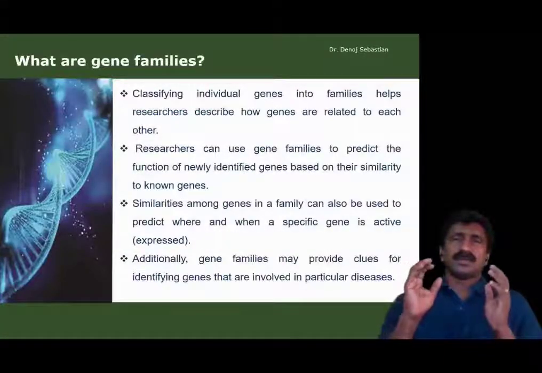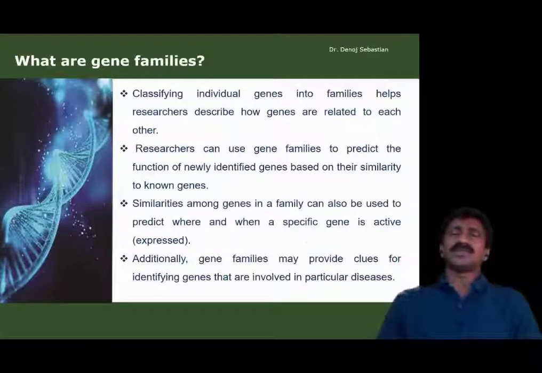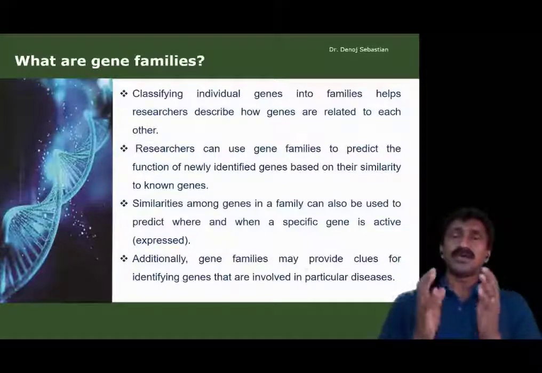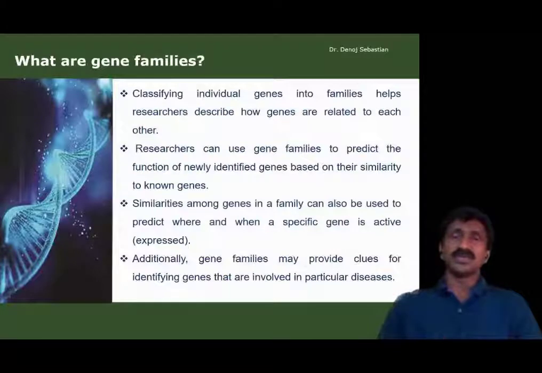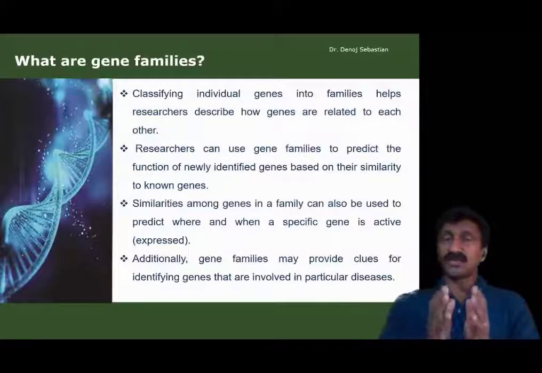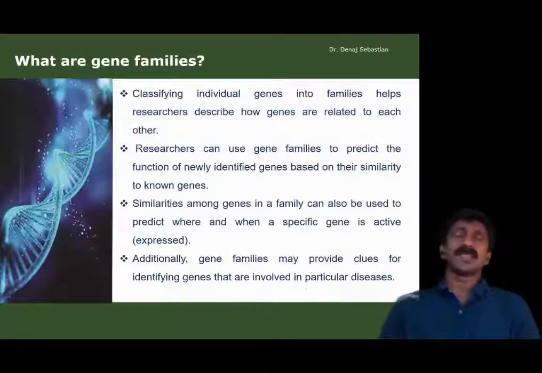Now, classifying individual genes into families helps researchers to describe how genes are related to each other. And researchers can use gene families to predict the function of newly identified genes based on their similarities to other known genes. Similarities among genes in a family can also be used to predict where and when a specific gene is active or expressed. Additionally, gene families may provide clues for identifying genes that are involved in particular diseases.